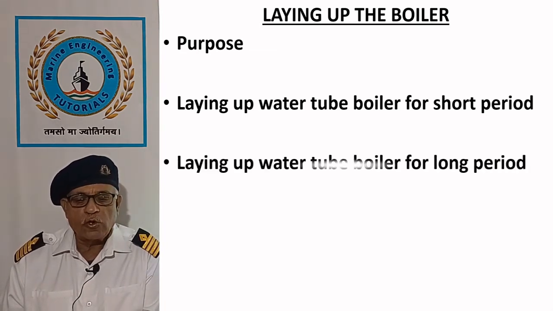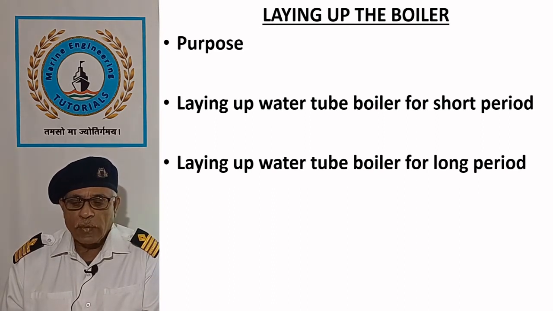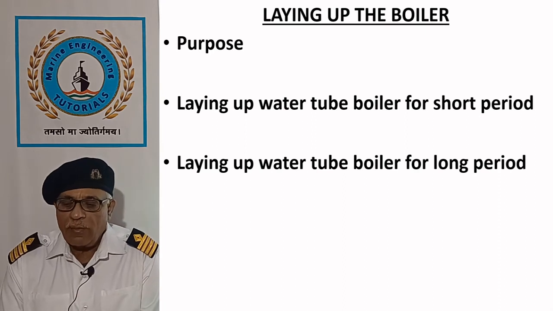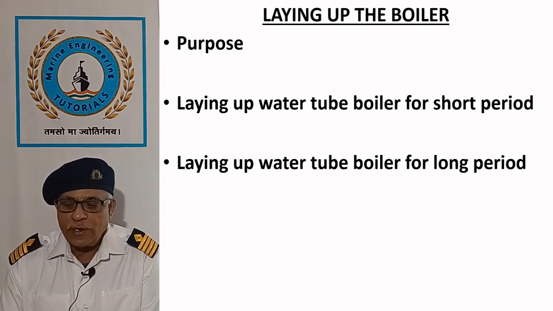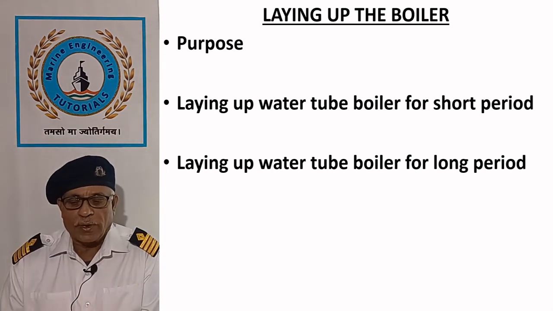Laying up water tube boiler for long period. For longer layup period, water tube boiler should be topped up with de-aerated alkaline feed water along with 0.5 kg of anhydrous sodium sulfite per ton of boiler water. This will eliminate dissolved oxygen which is responsible for the corrosion.